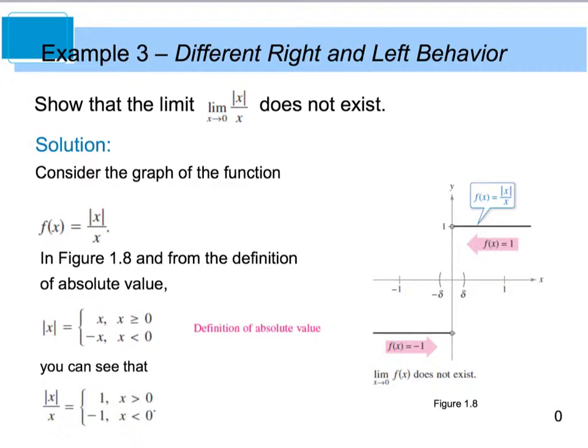Now, the limit fails to exist because coming from the left, it's going towards -1. Going from the right, it equals +1. These limits do not go to the exact same value, so we can say the limit does not exist.